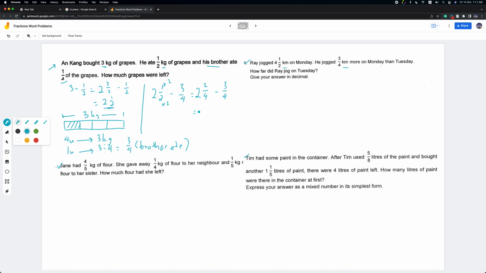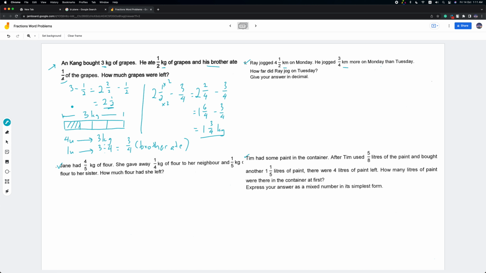Again, we have to do a regrouping. We'll take 1 whole and we'll take 4 out of 4 out. So we'll add it to this 2 out of 4, which will give us 6 out of 4 minus 3 quarters. We will get 1. 6 minus 3 is 3 quarters. So that's the answer.